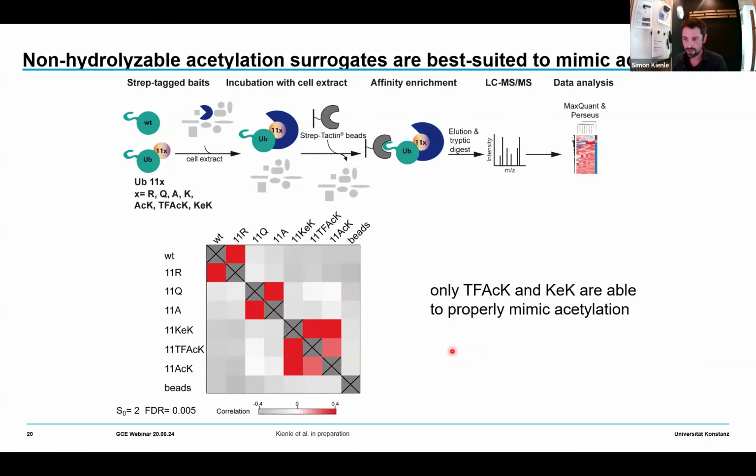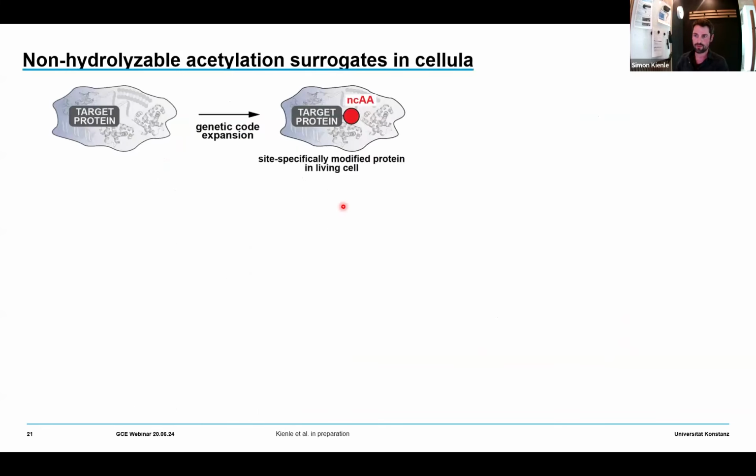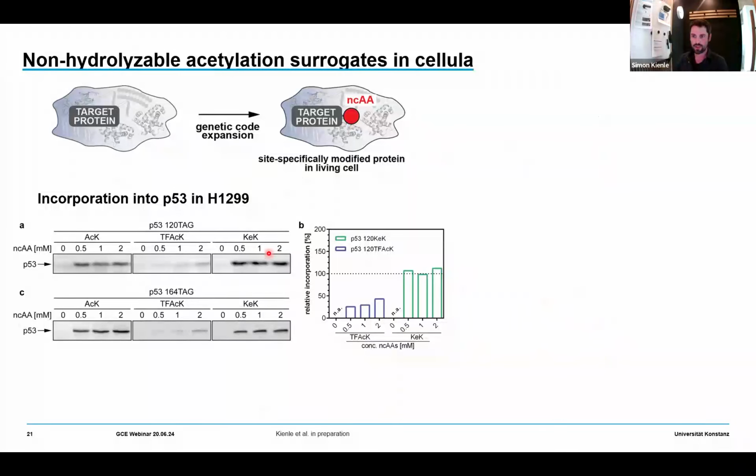And then we also thought about using this in a context that may make most sense. So we went forward to incorporate those amino acids in living cells because there are deacetylases present. So it is most valuable to have non-hydrolyzable analogs. And then we incorporated trifluoroacetyllysine and ketolysine together with acetyllysine into P53 in H1299 cells.